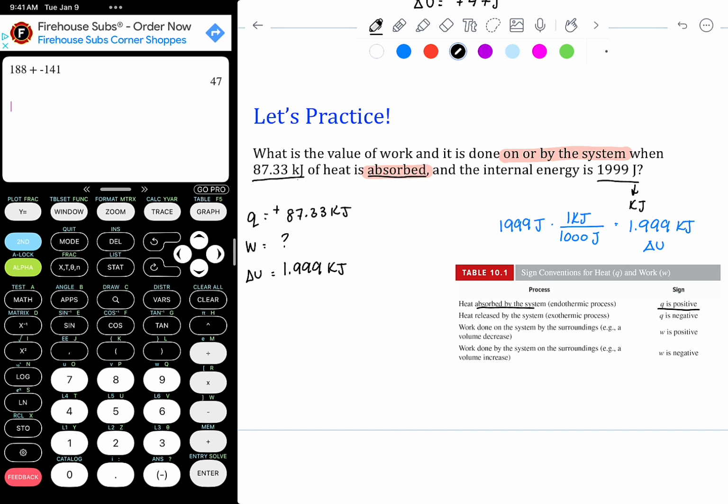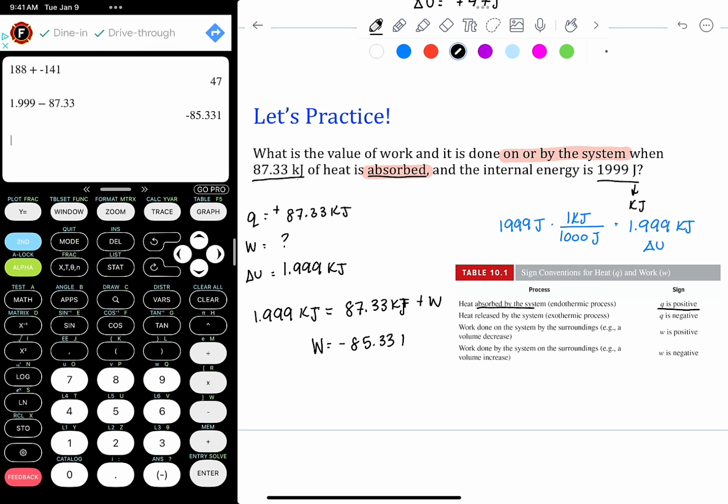Okay, so we have that delta U, 1.999 kilojoules, is equal to positive 87.33 kilojoules plus W. Okay, and we're going to solve for work. So we're going to take that 1.99, and in order to solve for work, we'll subtract off 87.33. And we get that the work is equal to negative 85.33 kilojoules. So, 4 sig figs just to keep up with my sig figs for that answer.